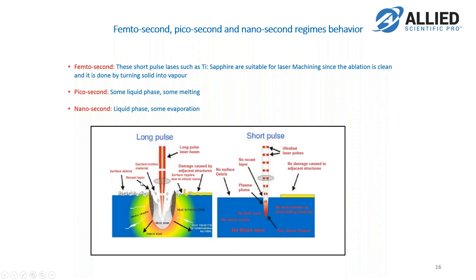operation. When you're using picosecond, nanosecond pulses, you will introduce some liquid physics. There will be shock wave, there will be heat affected zone, melt zone, micro cracks, recast layers, surface debris, damage caused to adjacent structures. So these will all come into the picture, which may not matter if you're just cleaning a surface, but for a case of micro machining, it may be better to use the shorter pulses.